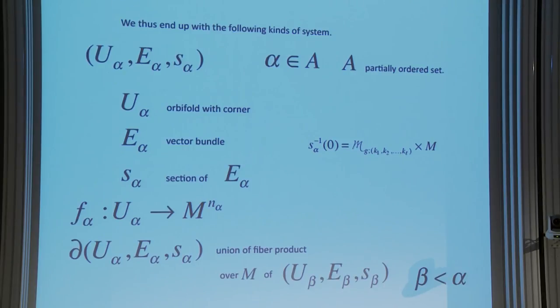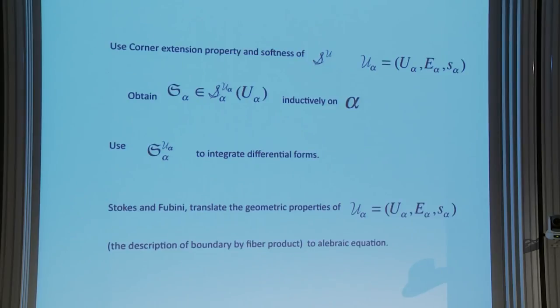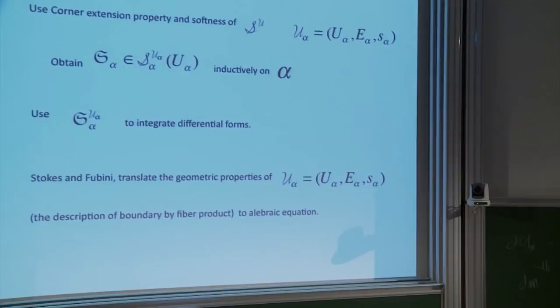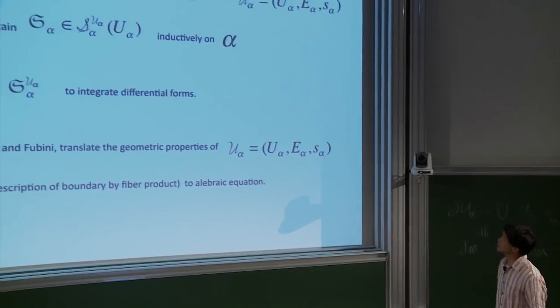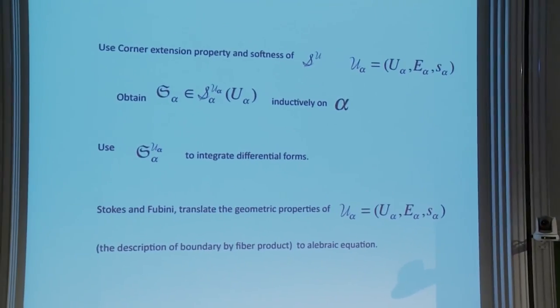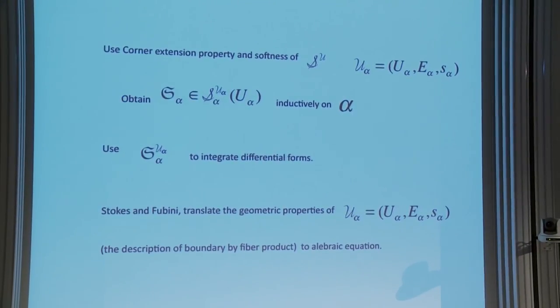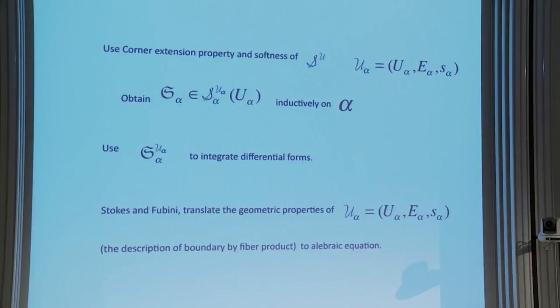So now, what you want to do is to associate this S of alpha for each of these U alpha, so that it is consistent with these identities. And you can do it without knowing any proof, just using all the things I claimed. You start from this induction. Your alpha is parameterized by some partially ordered set A. So you start with something smallest.